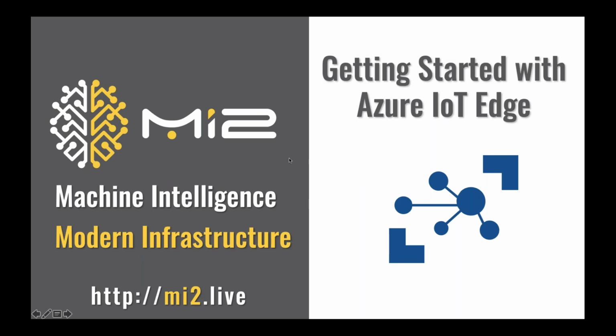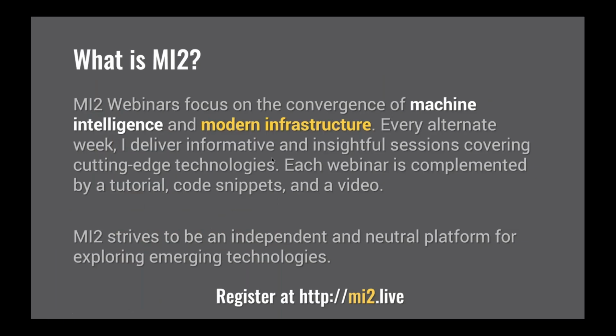So if you're attending this webinar series for the first time, let me set the context. MI2 is a series focused on two aspects. One is machine intelligence that primarily covers IoT, artificial intelligence, deep learning, and the emerging technologies in the space of AI and ML. Modern infrastructure, which is primarily around Kubernetes, Istio, microservices, and of course, service mesh. This series attempts to bring the convergence of these two technologies, which is now delivering the next generation infrastructure and next generation of modern applications.